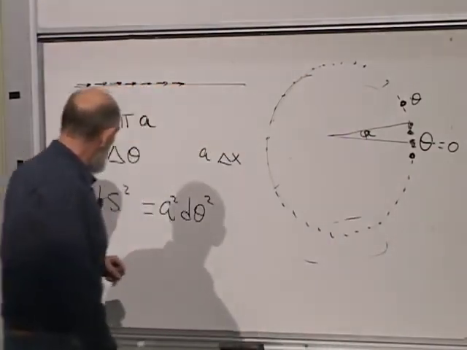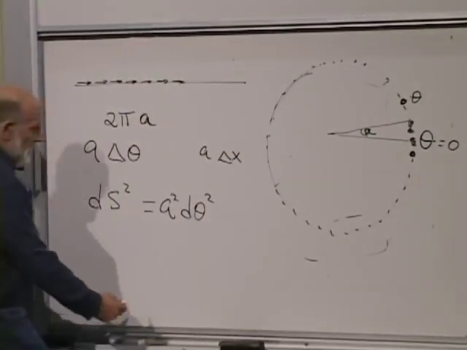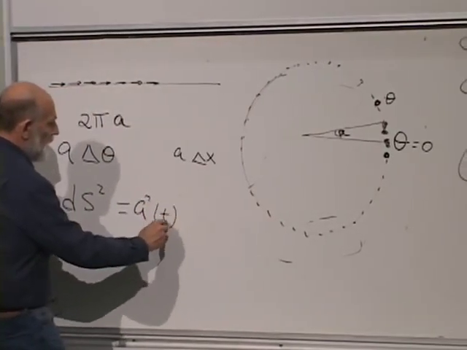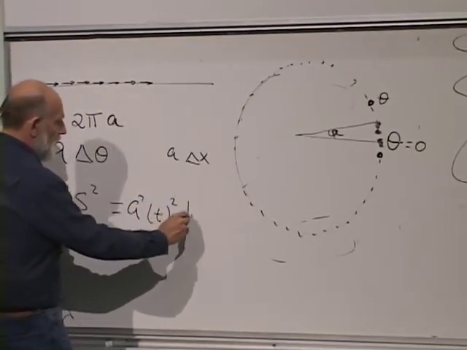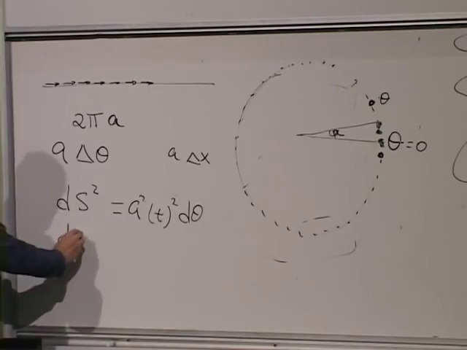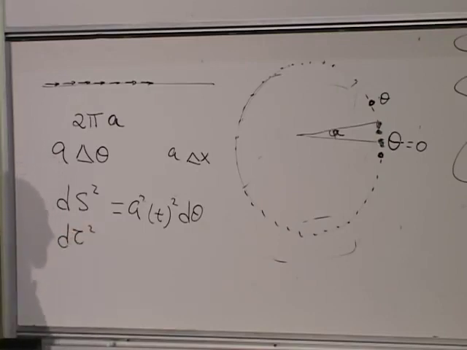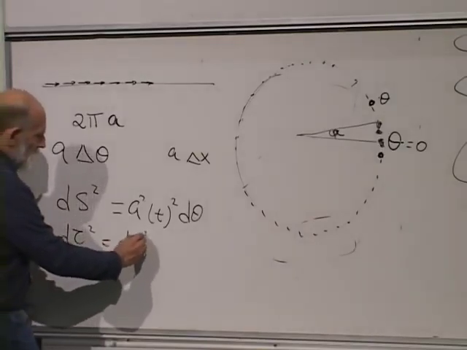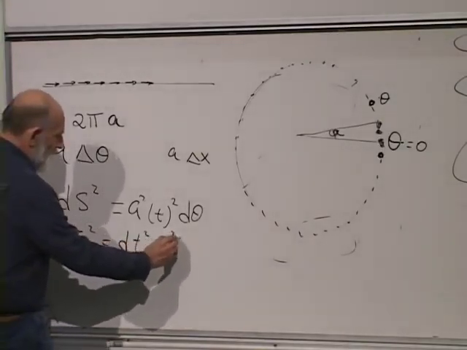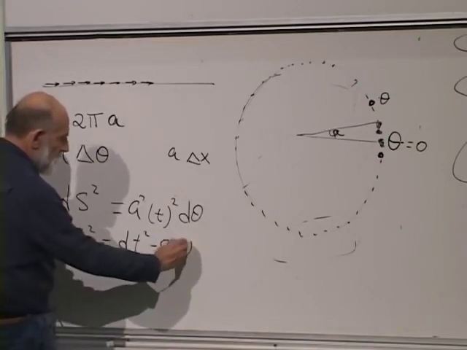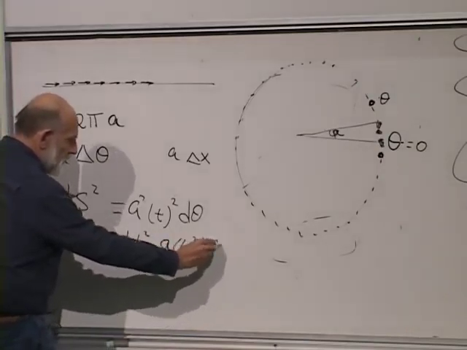In that case, we would write ds squared, distance between two points, is a of t squared times d theta squared. And we might even write a space-time metric. We might write d tau squared, the space-time metric, is dt squared minus a of t squared d theta squared.